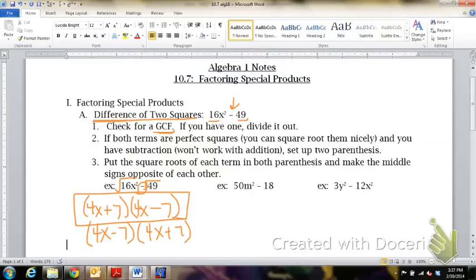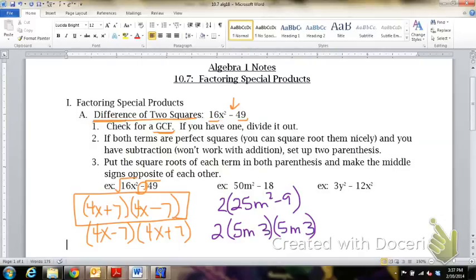And that's it. Now 15 and 18 are not perfect squares, but let's do that one. I can divide both of them by 2. So if I take a 2 out, I get 25m squared minus 9. Those are perfect squares. So let's break that up, but make sure you keep the 2 on the outside. Square root both of my numbers, I get 5m. Square root of 9 is 3. Make one a plus and one a minus, and you're done.